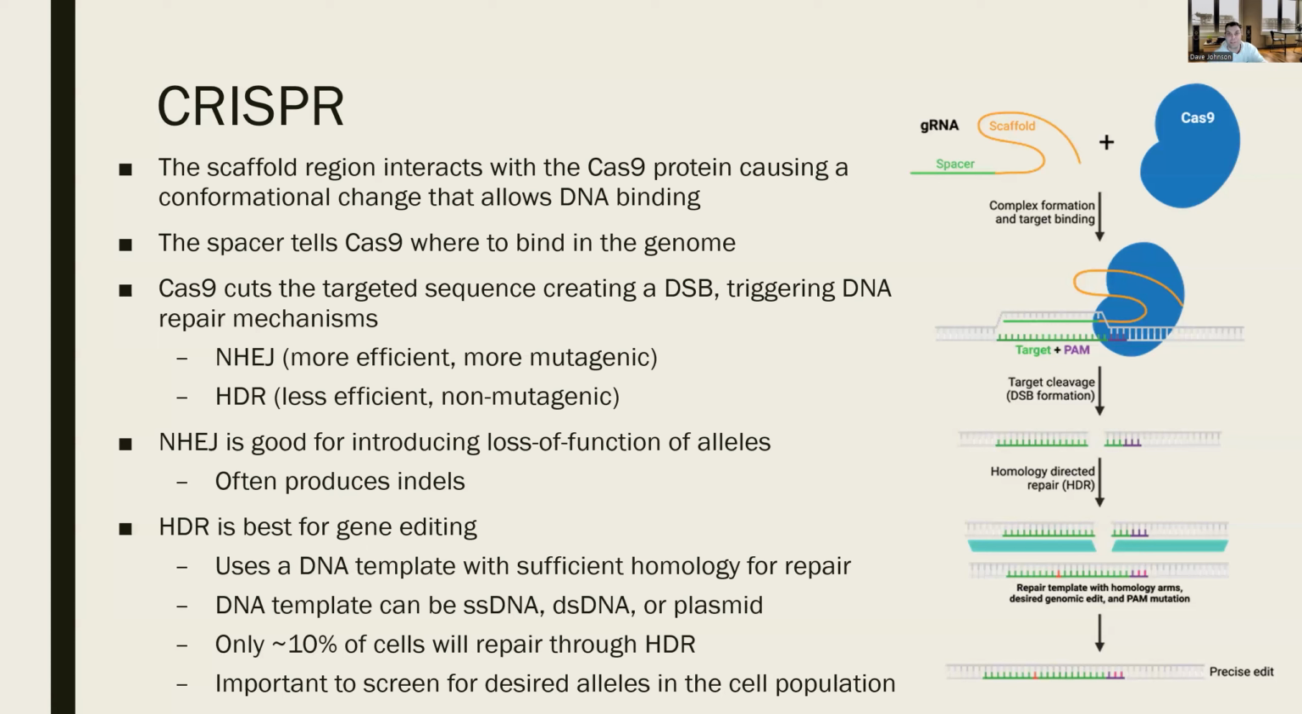If you're looking to mutate, to introduce insertions or deletions, NHEJ is your way to go. Non-homologous end joining is great. But if you're trying to specifically edit a gene to say something different, or say what you want it to say, you need it to be done through HDR. Non-homologous end joining will not do that for you.